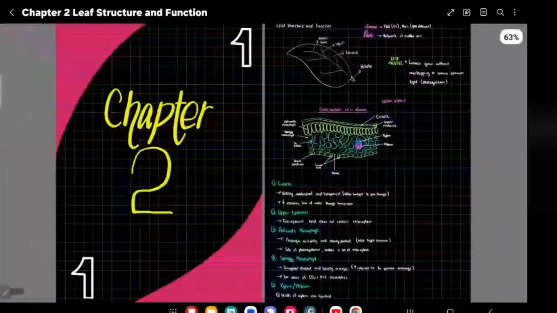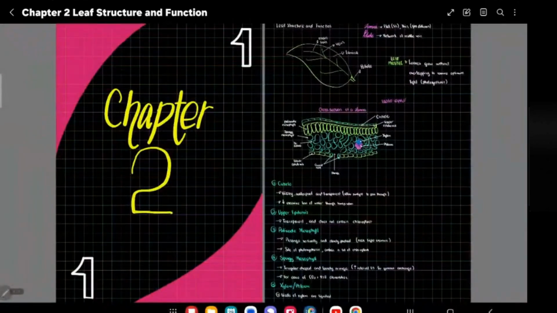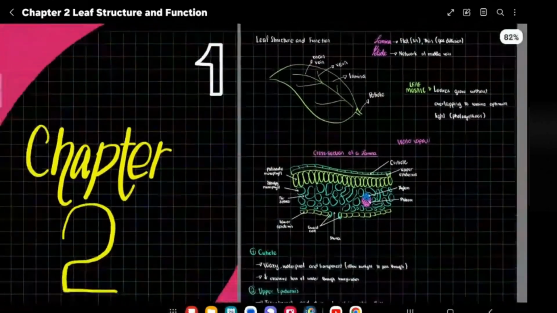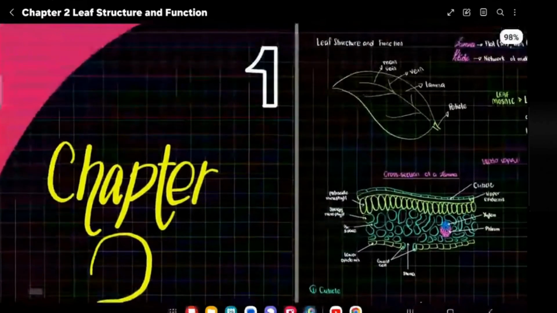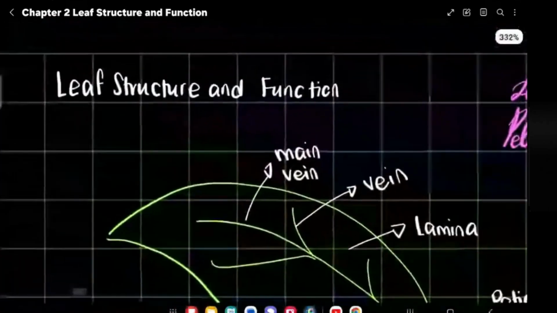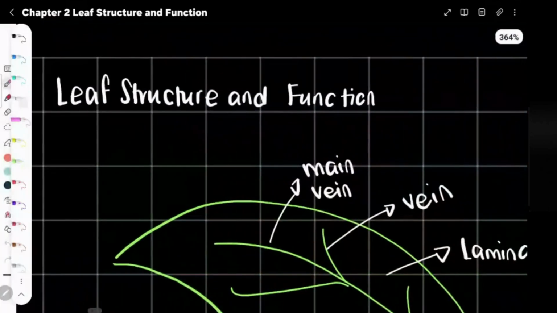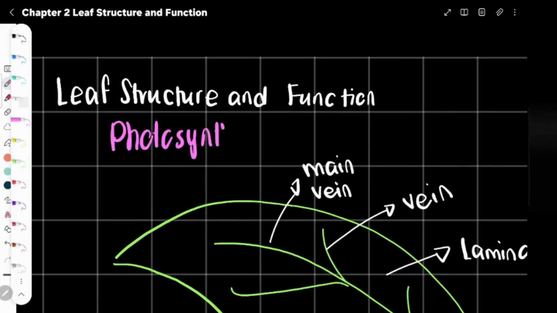For chapter 2, today we're going to cover chapter 2. Chapter 2 is also very easy, right? Very easy. And you have to understand chapter 2 is the leaf structure and function. First of all, before we start covering this topic, you have to focus on one thing here: photosynthesis. Okay, just put this in your brain.